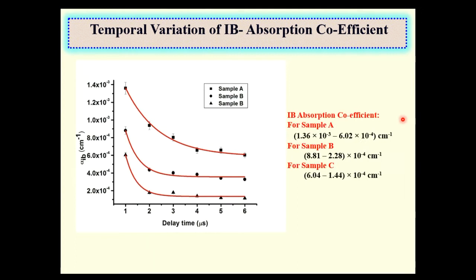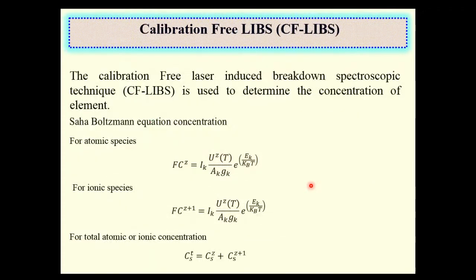For sample A, this varies from 1.36 × 10^-3 to 6.02 × 10^-4 centimeter inverse. For sample B, it varies from 8.81 to 2.28 × 10^-4 centimeter inverse. For sample C, it varies from 6.04 to 1.44 × 10^-4 centimeter inverse.